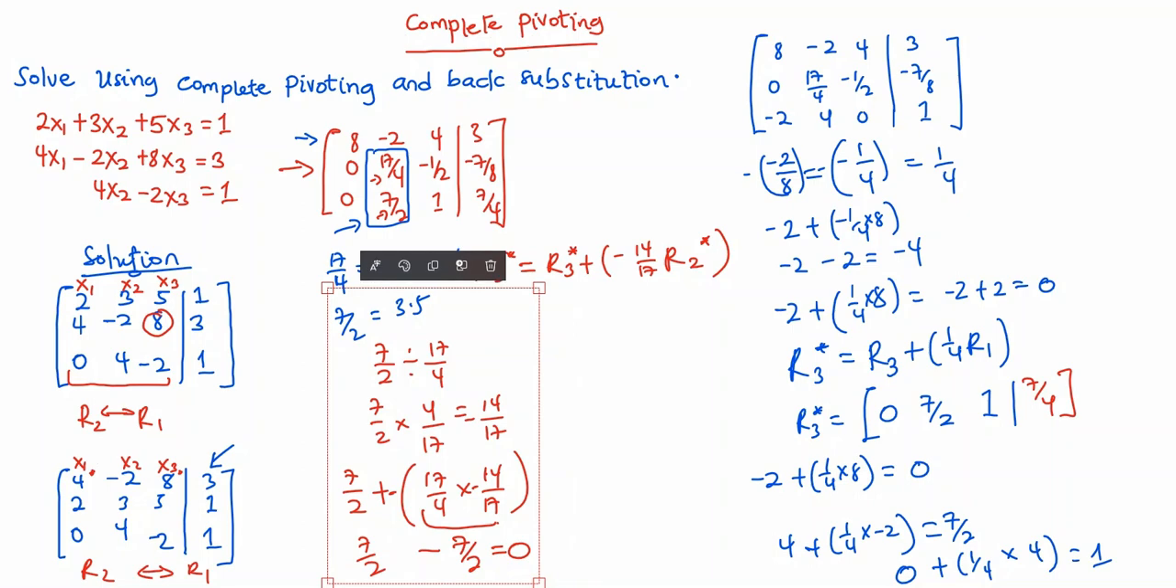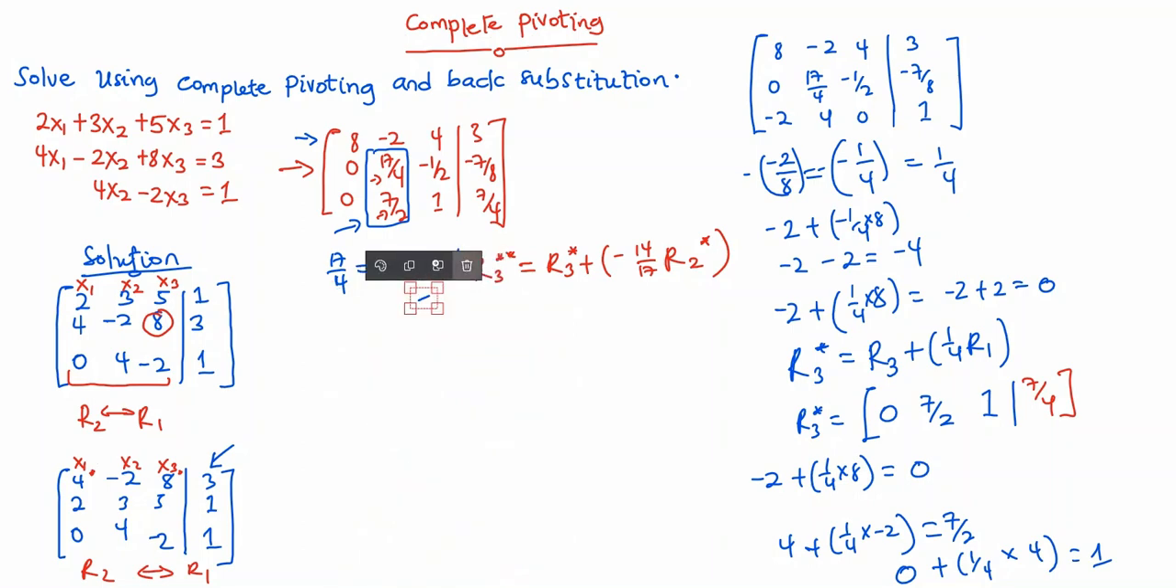I'm actually trying to make you understand the reason why sometimes we add or subtract a multiple of one row from the other. You do that because you just want to make some of the entries 0. Whether you want to make it negative or positive depends on which entry you want to make 0. So let's take note of that. Now let's use this operation to make the 7/2 0. This will be our new row 3 star star.